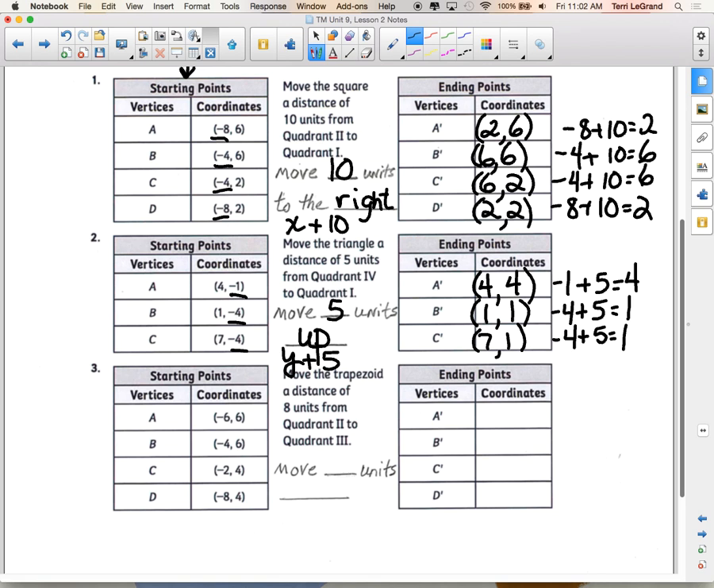Okay, after you have those, we'll plot those 3 new points, the A prime, B prime, and C prime. Go put those on your graph. And use the ruler as a straight edge to hopefully create another triangle.